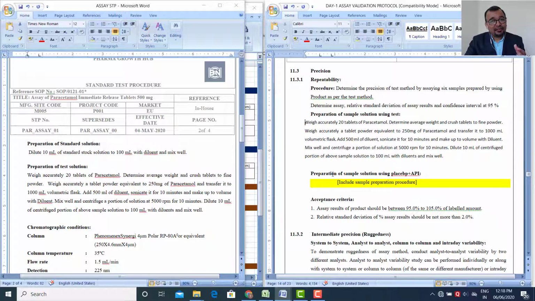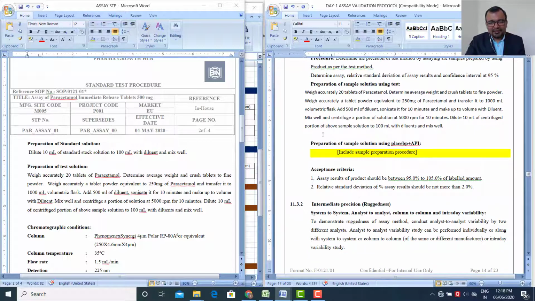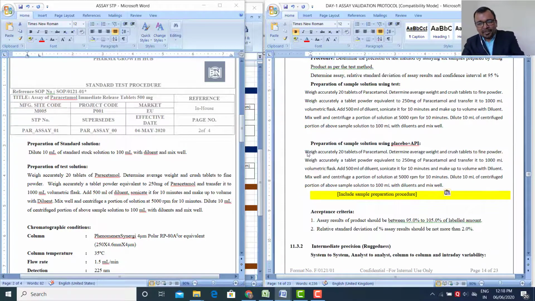Okay, there is another way. In case you do not have an actual sample in hand, there is another way you can conduct the precision study. You can prepare a sample by spiking the required amount of API into the placebo. That is called the spiking method. And we will now check how you can prepare a precision sample by using the spiking method.